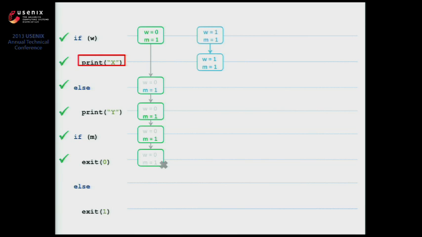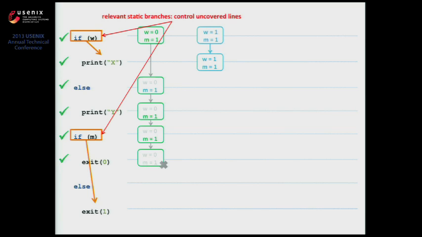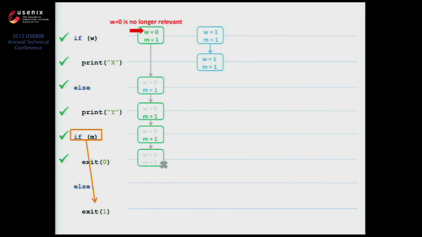So we continue executing this state until we cover this print of x. This is another key point in this slide: once this line is covered, this if statement, if w, is no longer relevant. We don't have to track it anymore because it doesn't control any uncovered lines. What that allows us to do is to go back to the first path that we already executed, and we can now get rid of w equals 0. We don't have to track that anymore. And we'll see why this is valuable in a second.